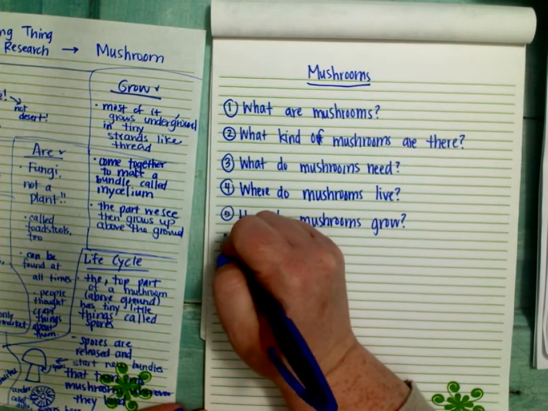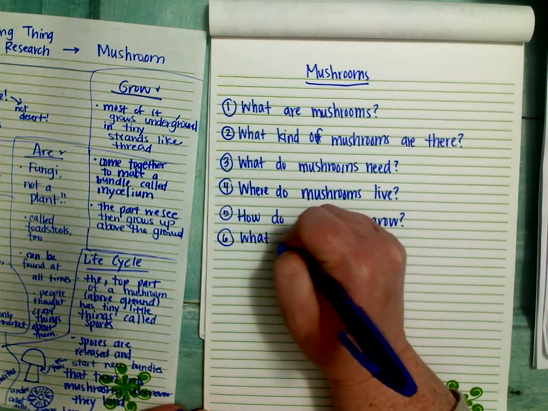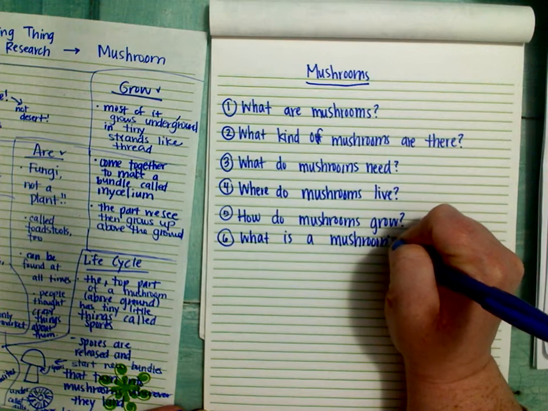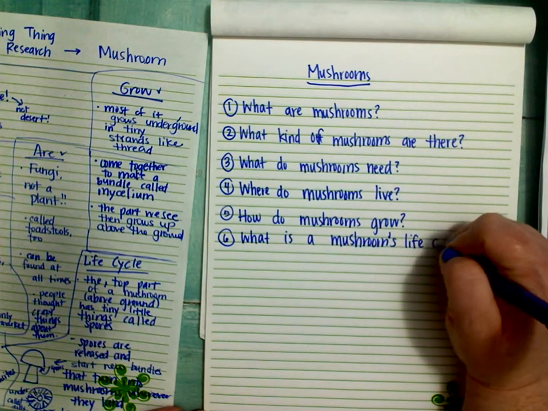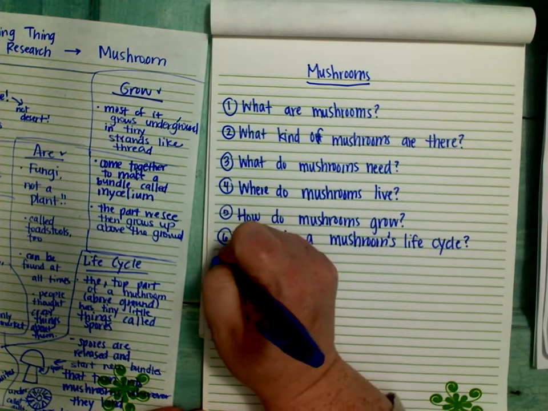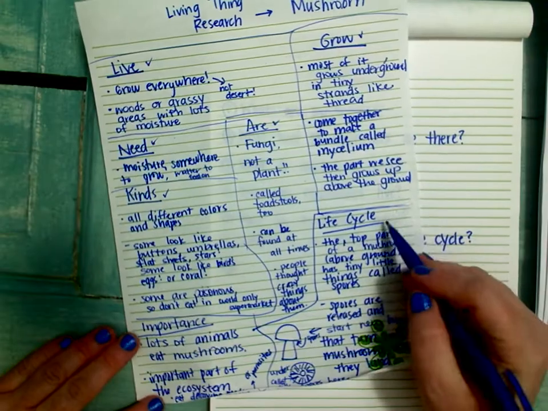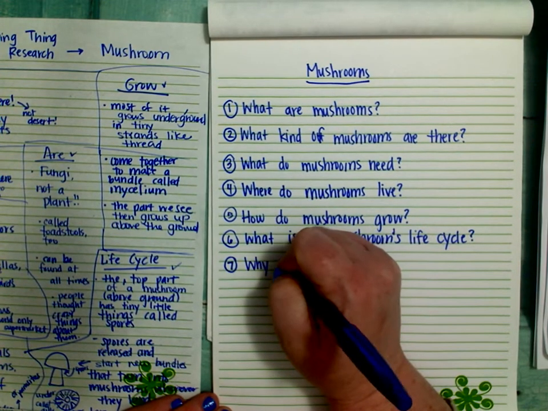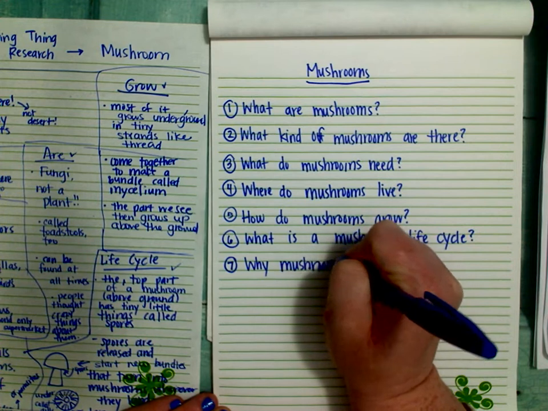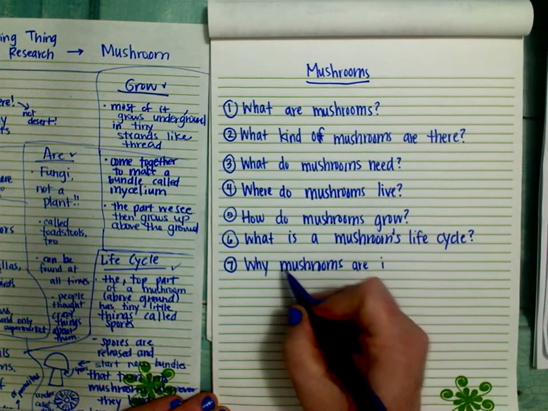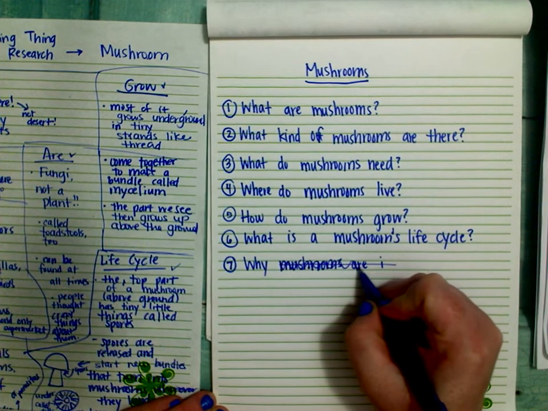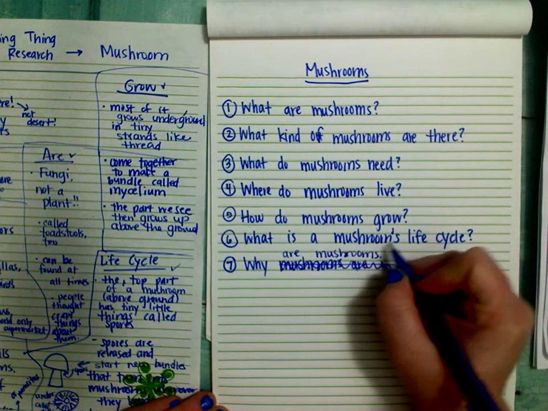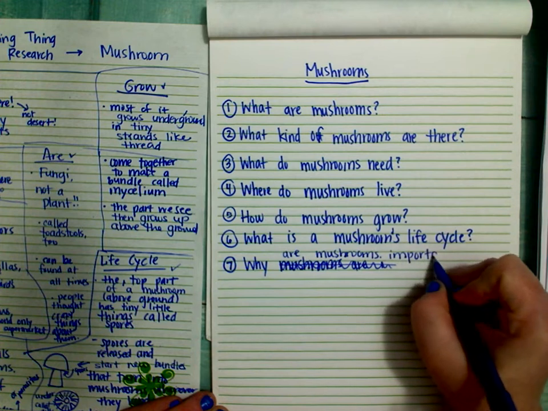And then I'm going to do what is a mushroom's, that's one mushroom, life cycle. So what is a mushroom's life cycle? And number 7, because I do have 7, right? My last thing is why mushrooms are important. I bet you didn't know that. I'm going to say, why are mushrooms important? Because if I don't put it that way, then it's not a question. So there we go. I finished my table of contents.